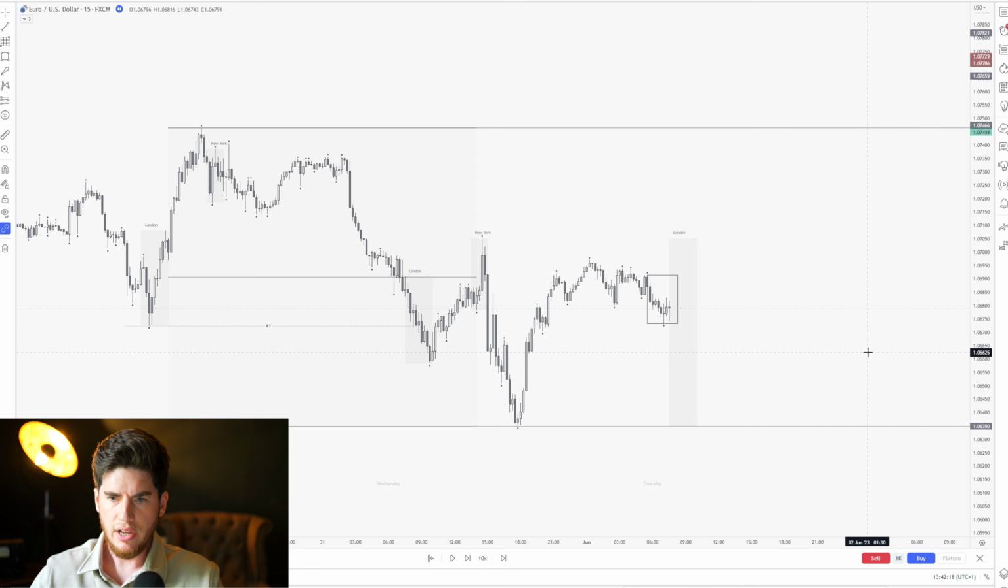Our London session has started. It's now 7:30 a.m. UK time, and that session will run till 10 a.m. So entry model wise, super simple, clean. We already have our directional bias.